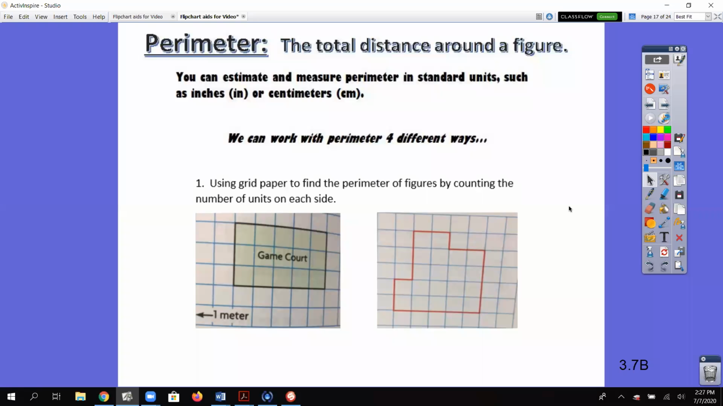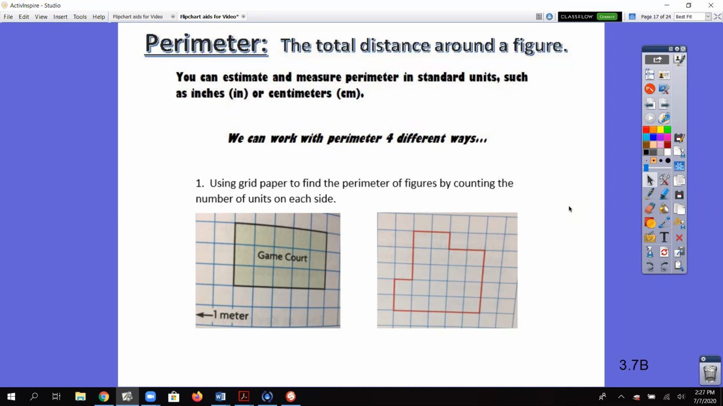Hello, today we're looking at perimeter 3.7b, and we're going to be looking at 4 different ways that we can work with perimeter. Now, remember, perimeter is the distance around a figure, and we find perimeter by adding all the side lengths, by finding the sum of the side lengths. You can estimate and measure perimeter in standard units, just like inches and centimeters, and there's 4 different ways.